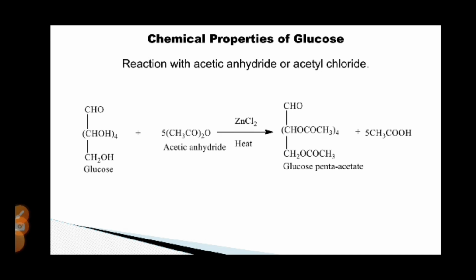Reaction with acetic anhydride or acetyl chloride. When treated with acetic anhydride, glucose gives the pentaacetate, showing the presence of 5 hydroxyl groups. Since glucose is not easily dehydrated, each hydroxyl group must be attached to a different carbon atom.